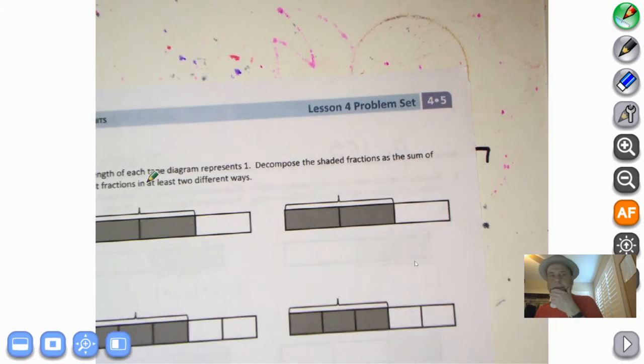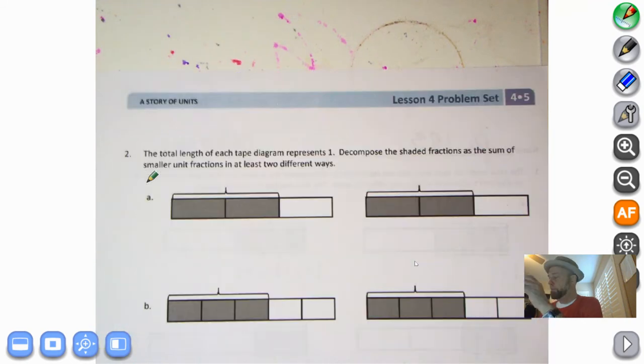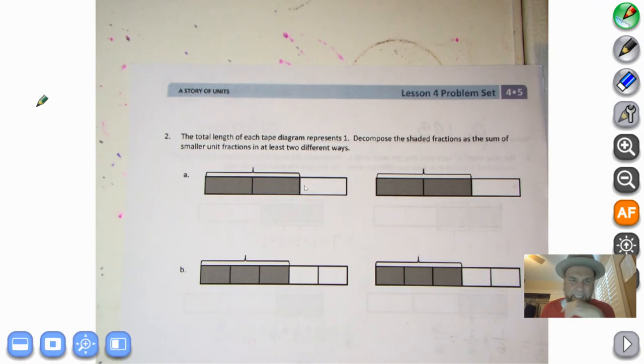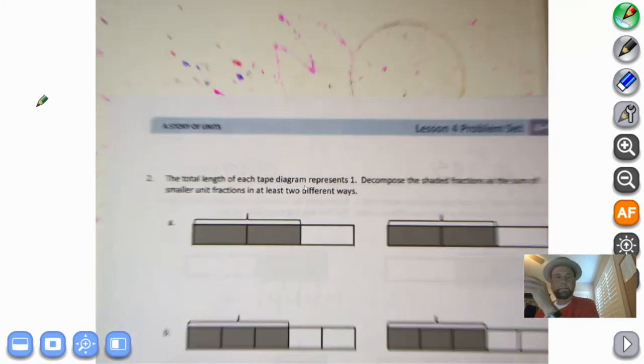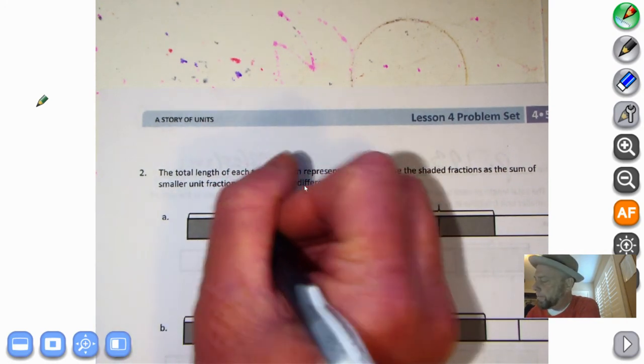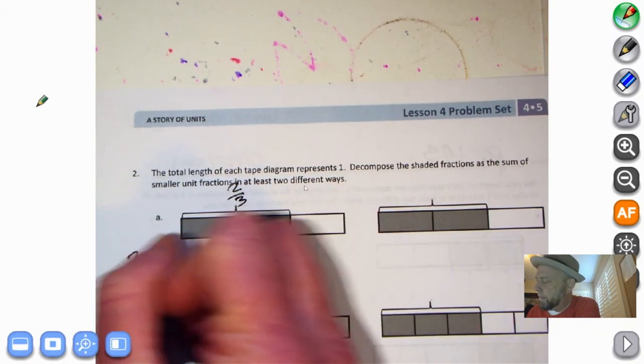Let's get started on our problem set part 2. Okay, the total length of each tape diagram represents 1. Decompose the shaded fractions as the sum of smaller unit fractions in at least 2 different ways. Oh, okay, so we have here 2/3, right? 2 out of 3. So I'm going to put 2/3 up here and 2/3 down here.